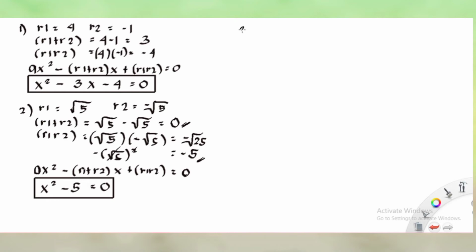Let us have number 3. Number 3, the first root is 2/3. And then the second root is negative 1/4. Ayan, fraction. So, let's have the sum. So, for the sum, r1 plus r2, we will have 2/3 plus negative 1/4. Ayan, hindi natin basta-basta pwedeng makuha ang sum because they are not similar fractions. Let's make them similar by getting their LCD. So, ang LCD nito, nakuha natin sa unang video, that is 12.